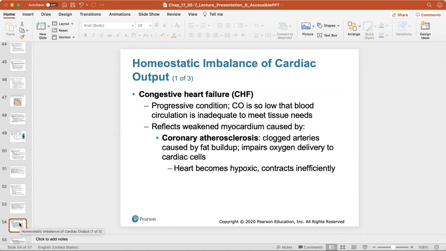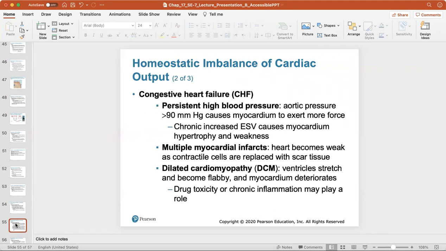Congestive heart failure is a progressive deficiency where cardiac output is so low that the blood circulation is inadequate to meet tissues' needs. It usually reflects a weakened myocardium caused by coronary atherosclerosis, which is a clogged artery caused by fat buildup. It will impair oxygen delivery to cardiac cells, and the heart can become hypoxic, where it contracts inefficiently.